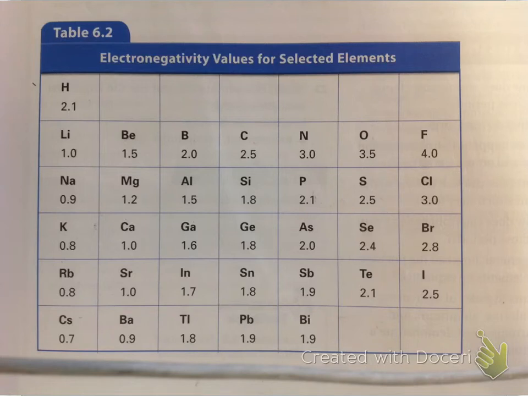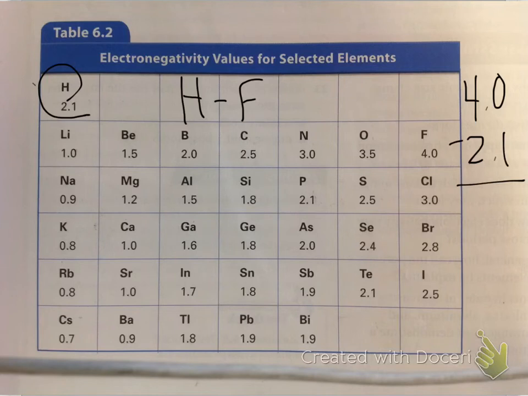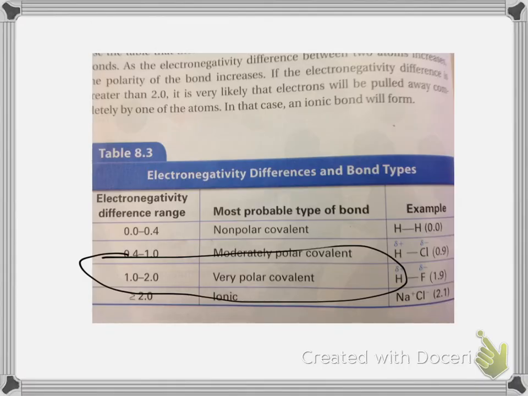And so let's take a look at a bond between hydrogen and fluorine, for example. So we're going to take the 4.0, that is fluorine, and we're going to subtract hydrogen over here, which is 2.1, and that gives us a difference of 1.9. Now I can look this up on our chart for the differences in electronegativities to determine what type of bond that is going to be. And so when we look at this, 1.9 falls into this very polar covalent compound area.